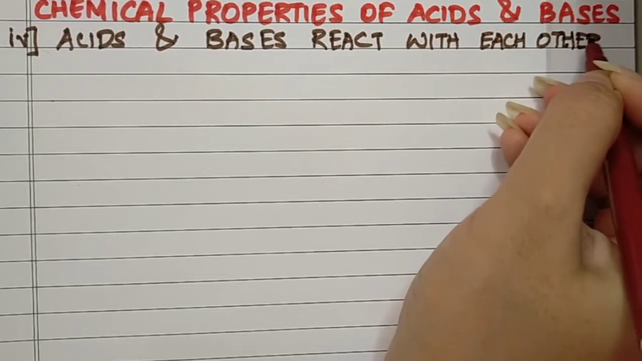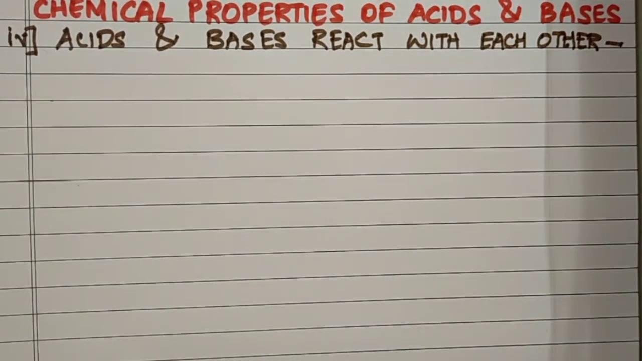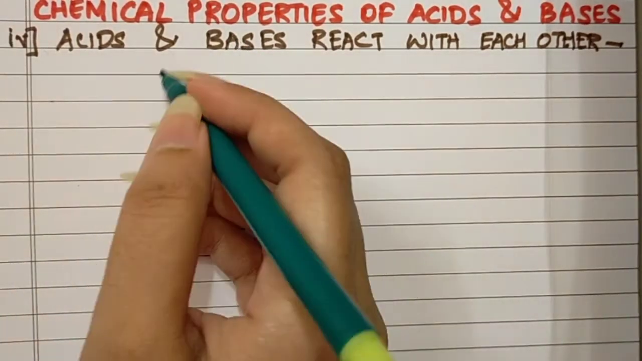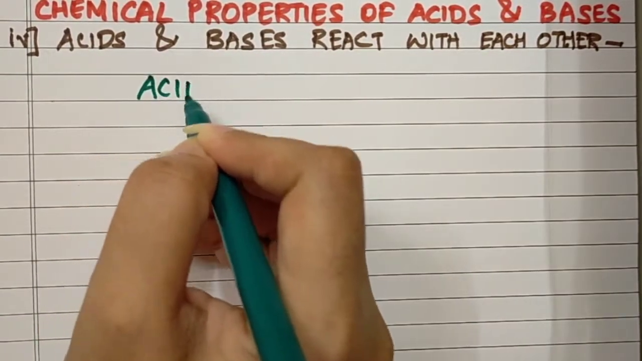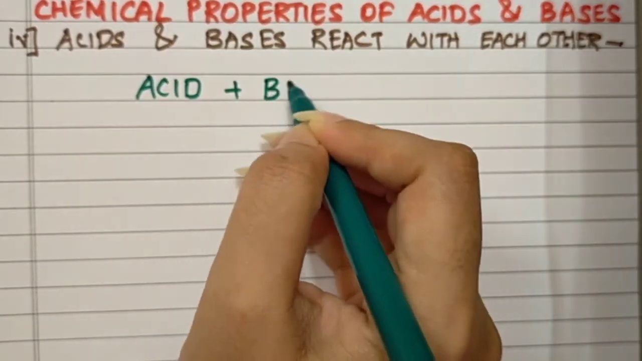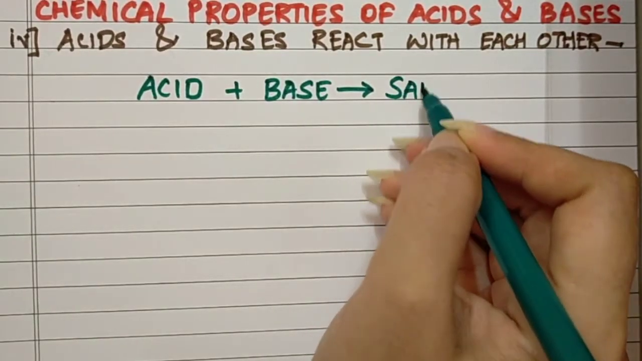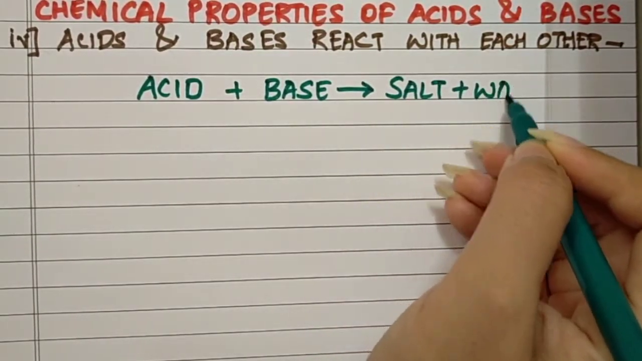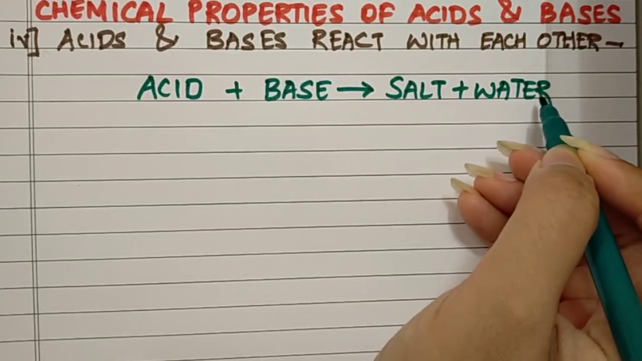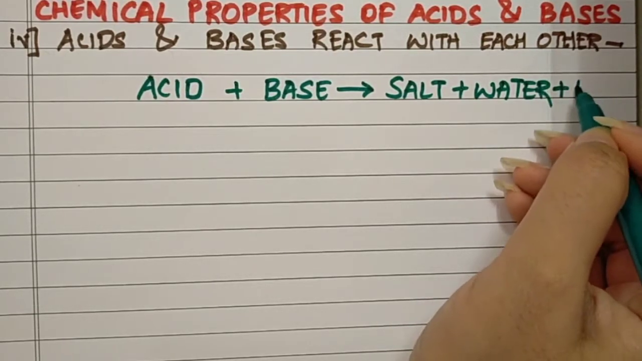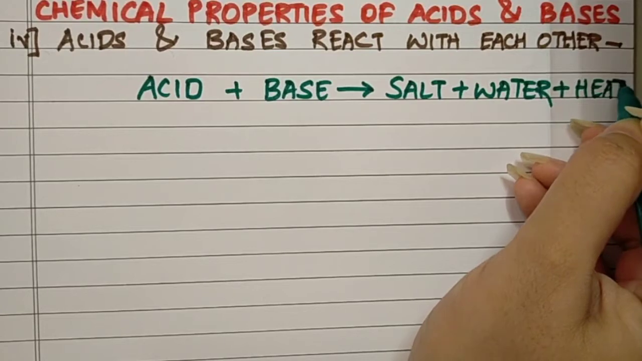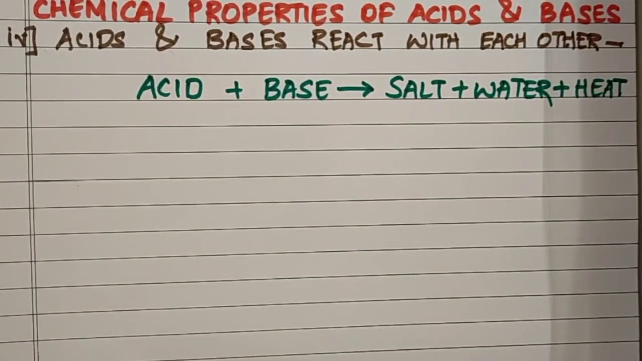So like we studied for our previous reactions as well, we had written a general equation, isn't it? So let us start with a general equation for acid and base. So students, acid reacts with a base to form salt and water, and also with the evolution of heat. Heat is evolved in this equation.